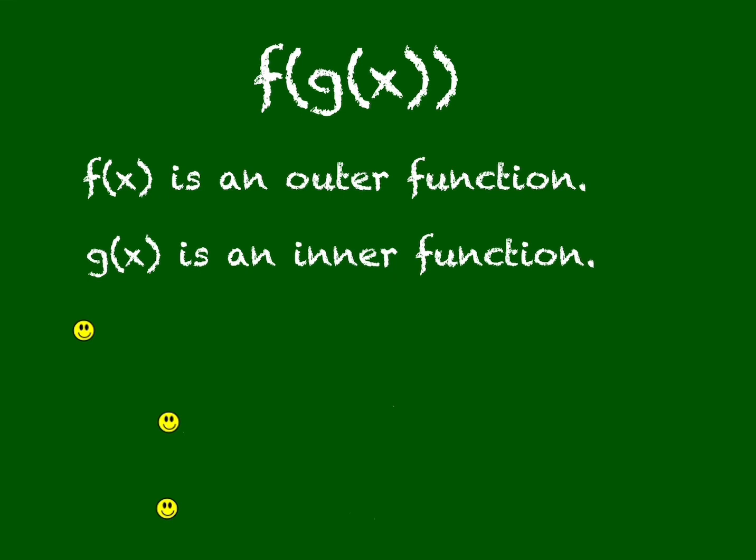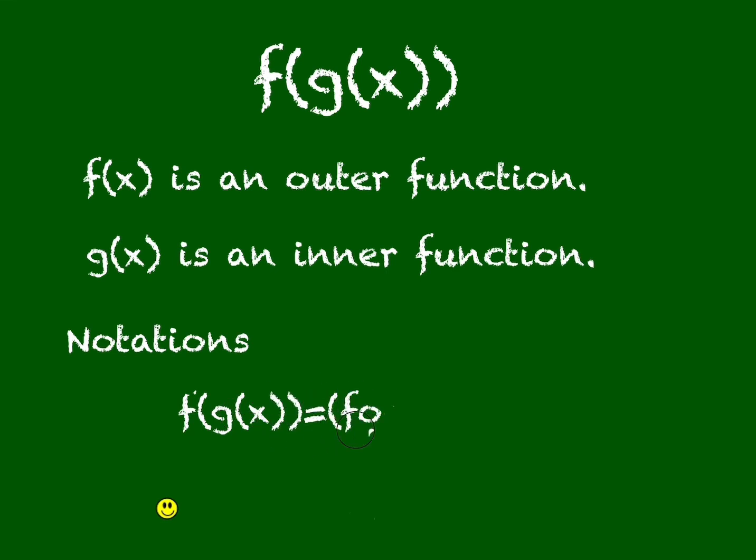Since the function f lies outside the parentheses, it is called an outer function. On the other hand, the function g is inside parentheses. For that reason, it is called an inner function. Please check composite function notation. It can be written in two ways. Composite operation might be regarded as a fifth operation.